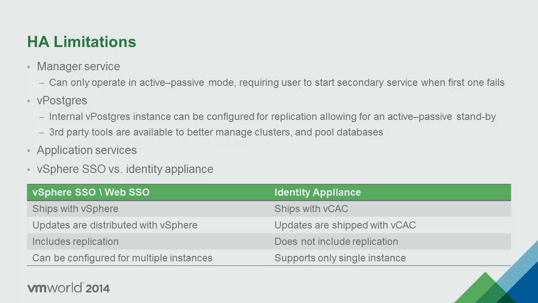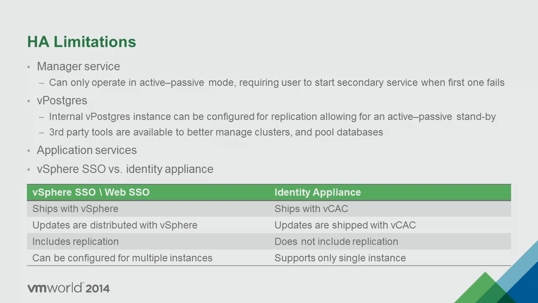And lastly, we have the vSphere SSO versus the Identity Appliance. Now, again, vSphere SSO ships with vSphere. Updates are shipped with vSphere. So if there's a bug within SSO that you need fixed, we're going to be having to work with the vSphere team in order to get that addressed and rolled out. This does include replication, which allows you to set up the multiple instances of SSO behind a load balancer because it's replicating the data it has between the different nodes. And again, configured for multiple, and that's the reason why we can configure those for multiple instances.